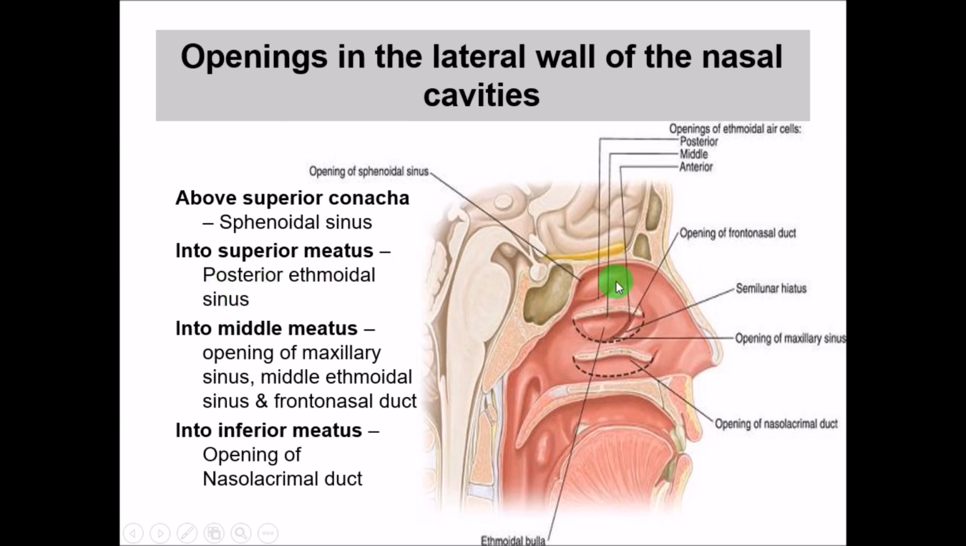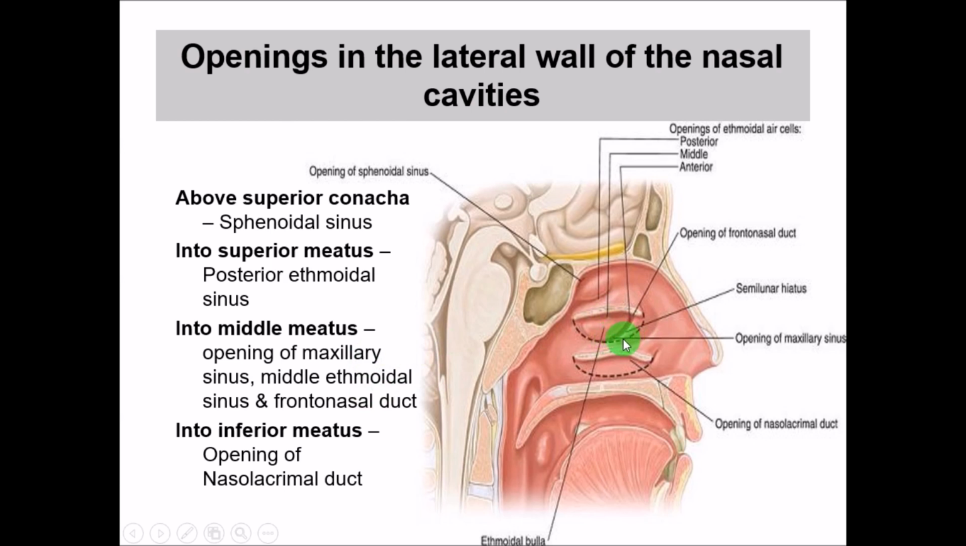Okay, so then we have the openings within the middle meatus. The middle concha has been cut so that you can appreciate the openings there. There is an elevation within the middle meatus that is called the ethmoidal bulla. This is because of the presence of the ethmoidal air sinus deep to that, so that's why it gives an elevation. Along with this ethmoidal bulla, there are openings here. Which are those openings? One is the opening of the maxillary air sinus.